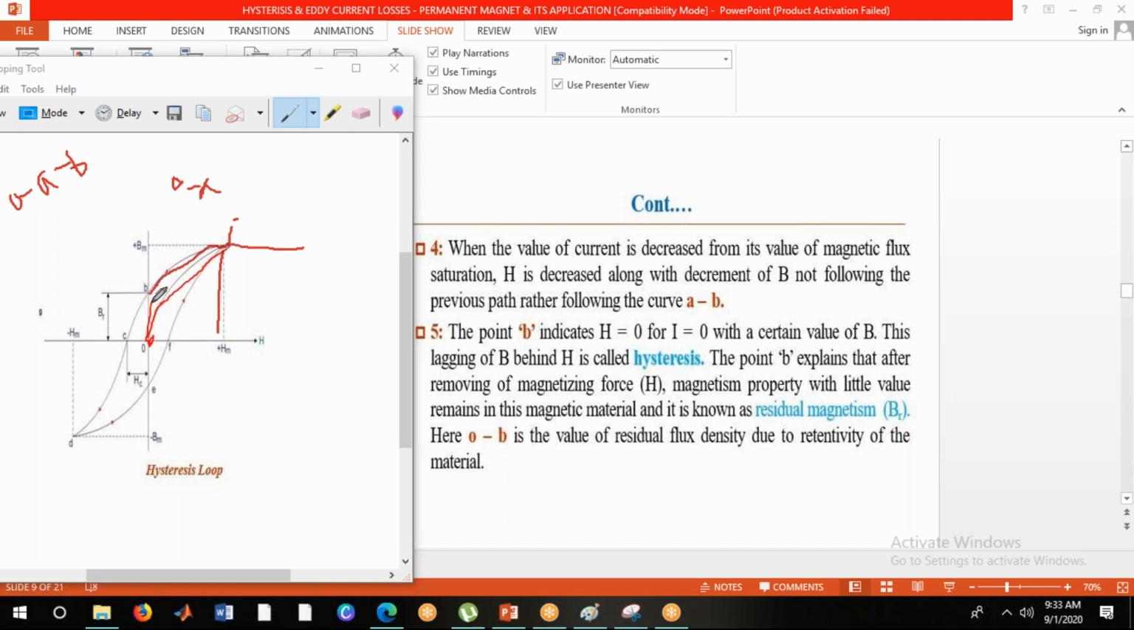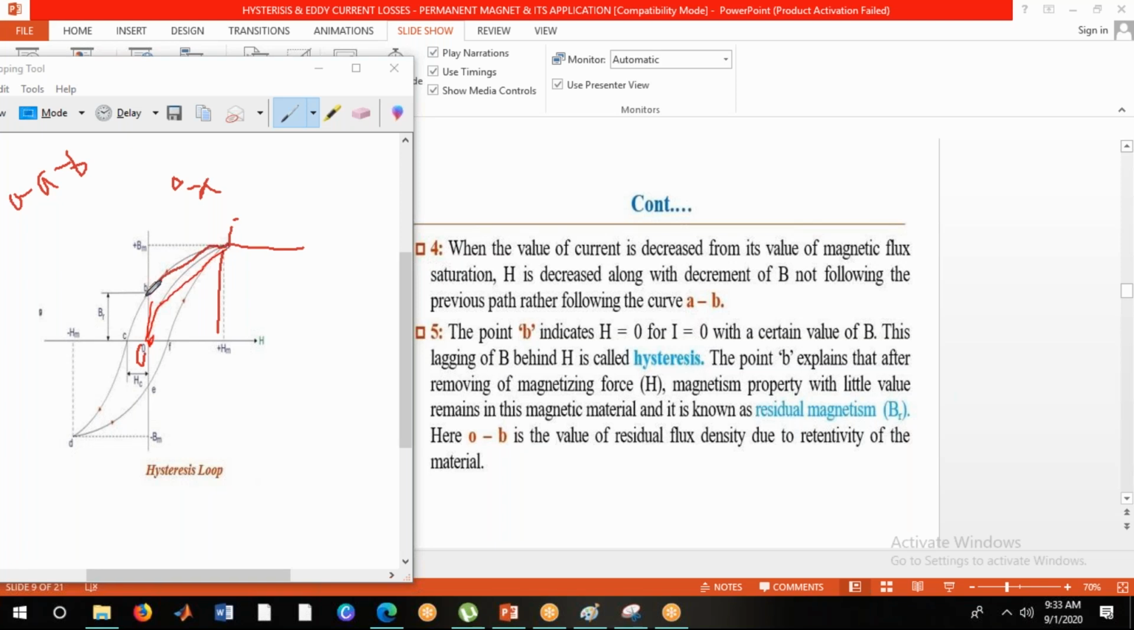After this point there is no current. So current అనేది 0 అవుతుంది. So here 0. బట్ there is some field, అంటే ఈ 0 అయినా కానీ ఇక్కడ ఫీల్డ్ అనేది ప్రెజెన్స్ ఉంది, ఎందుకంటే ఆ ప్రెజెన్స్ ఉన్న ఫీల్డ్ నే రెసిడ్యువల్ మ్యాగ్నెటిజం అంటారు. With certain value of this, locking of B behind H is called as hysteresis.